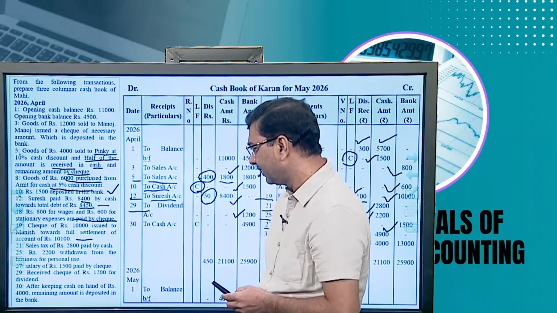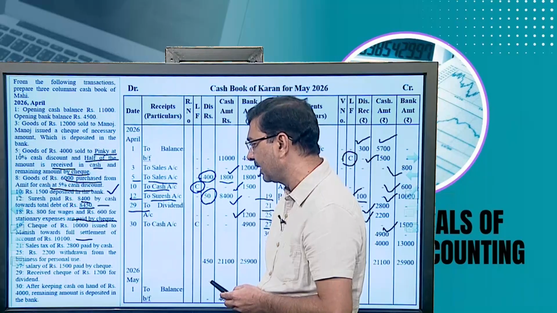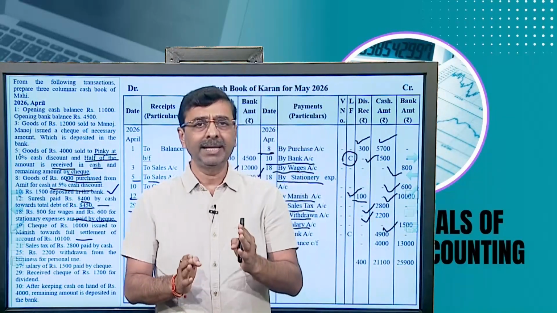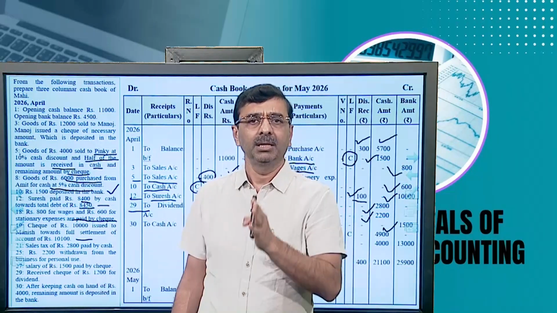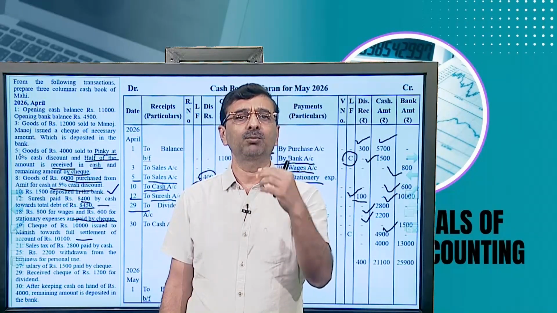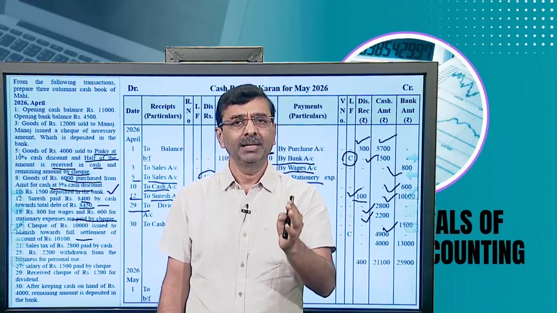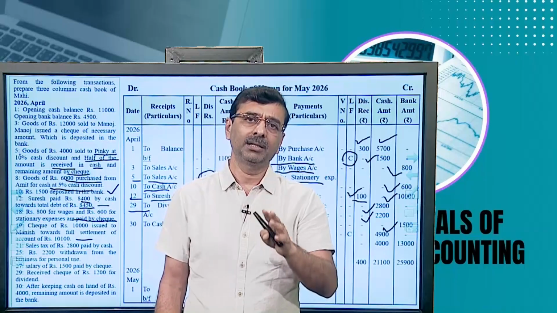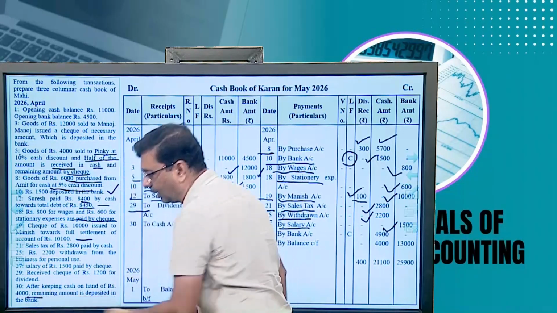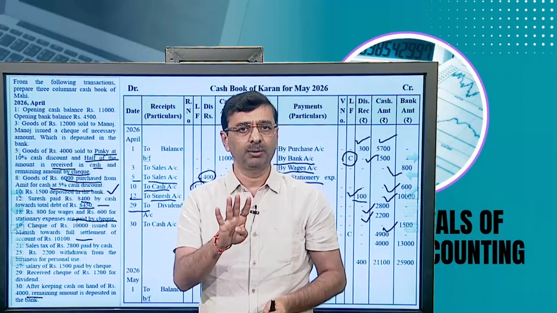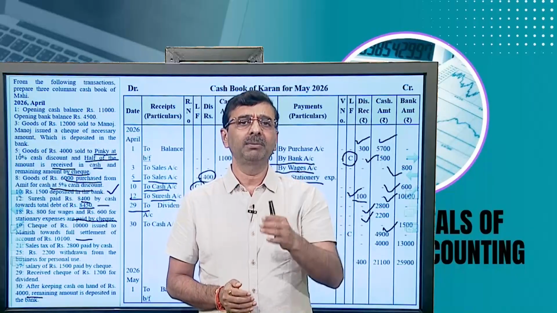Next, after keeping cash on hand of rupees 4,000, the remaining amount is deposited in the bank. So in case you have a cash balance of more than 4,000 rupees, the excess will be transferred into the bank account. We'll have to make a contra entry for that first, and after that the closing balance will be maintained at 4,000. How much closing balance do we have to maintain? 4,000 rupees. So the closing cash balance will be 4,000 rupees. Above 4,000 will be deposited in the bank.